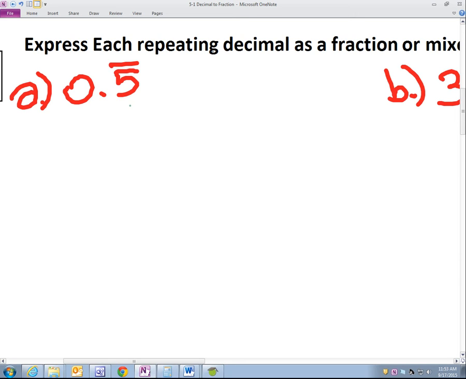So I'm going to let... what this is just meaning that it goes 5, 5, 5, 5, 5, 5, 5, 5. This little bar on the top of that 5 means 5 goes on forever. So I'm going to define, let the letter N be 0.55555555, etc. Okay, so that's the same number as I wrote in red.